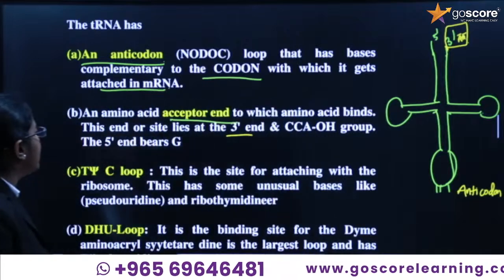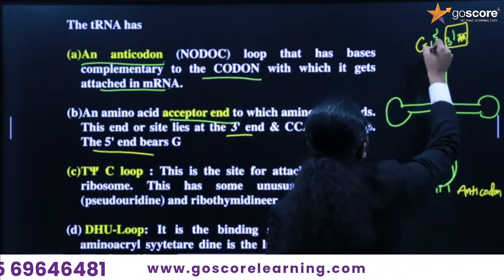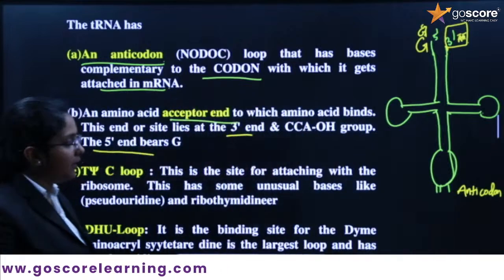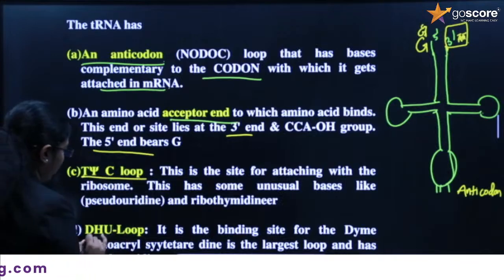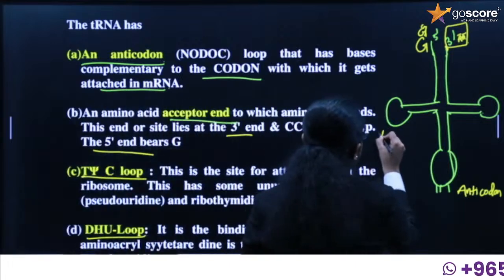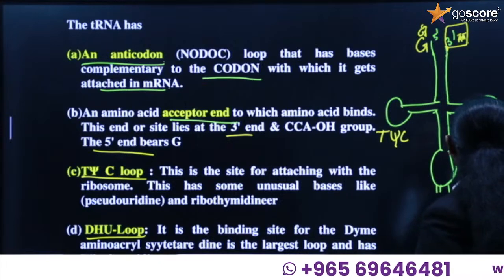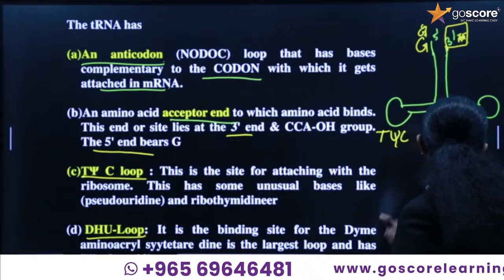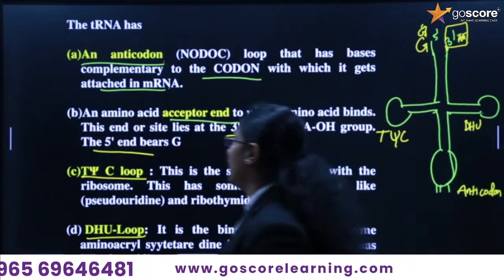Okay, next one, see the 5' end is there. This 5' end bears the guanine group. Okay, then we have two more loops, that is the T-psi loop and the DHU loop. We can consider this as the T-psi loop, and this is the DHU loop. So these are the two different loops that you can find over the structure of a tRNA.